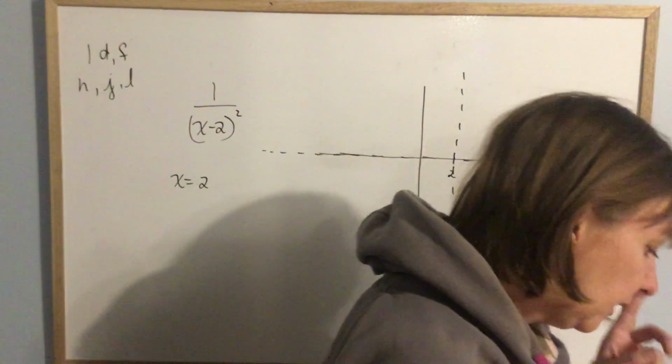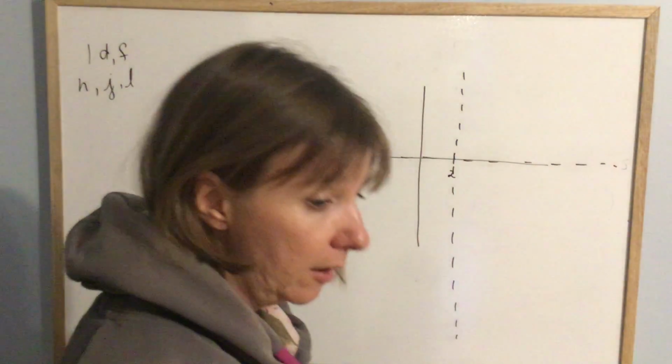So, I already know that there's an asymptote there and an asymptote there.